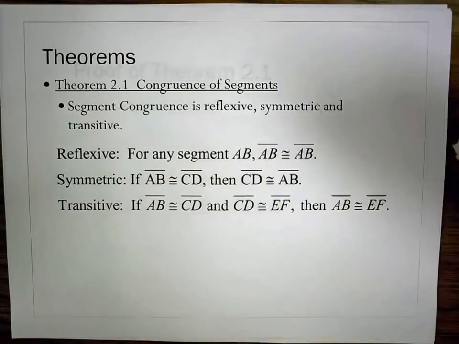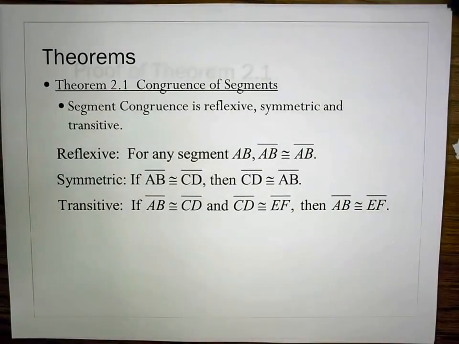So the first theorem we actually have is the congruence of segments theorem. And this says segment congruence is reflexive, symmetric, and transitive. This looks very similar at first to one of the definitions we had in the previous section where we looked at reflexive, symmetric, and transitive in terms of equality. We said we could use it for real numbers, segment length, or angle measurements.